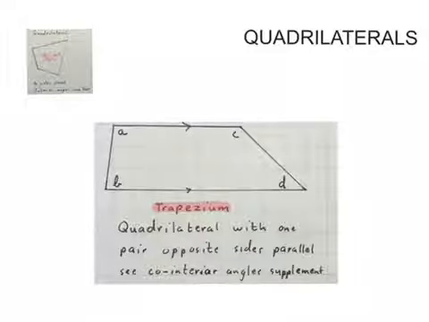The first special one we're going to do is a trapezium. A trapezium is a quadrilateral, the same as what we learned previously, with one pair of opposite sides parallel. We've got one pair parallel there. Then I also mentioned that you don't have to say that the co-interior angles are supplementary. So these two add up to 180 and these two add up to 180. You don't have to say that.